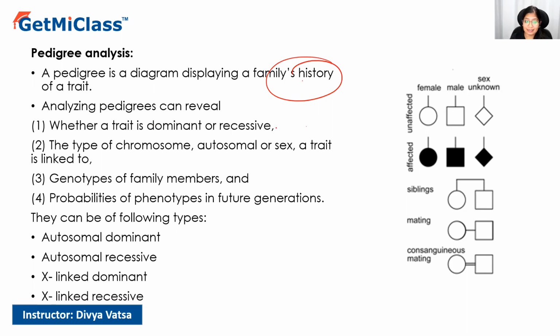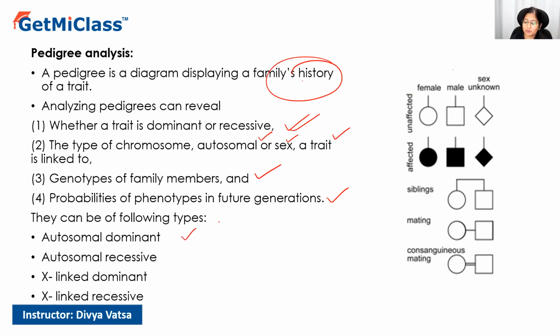What all can a pedigree tell us? It can tell us whether the trait is dominant or recessive. It can also tell us which type of chromosome it is on. Is it an autosomal chromosome or a sex chromosome? It could also tell us about the trait it is linked to. It could also tell us about the genotype of the family members, and it could also tell us about the phenotypes, how we will look in the future generation. And how many types of these can there be.